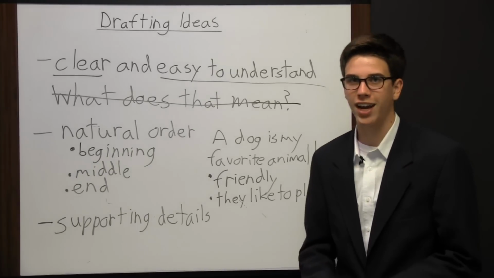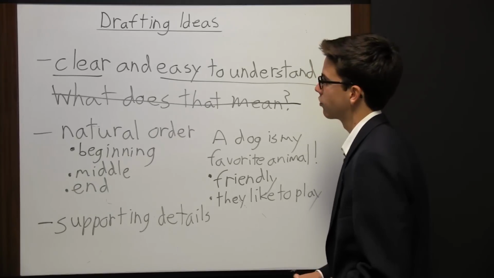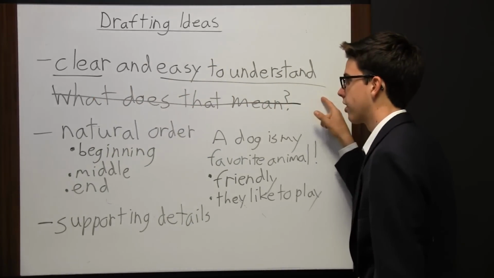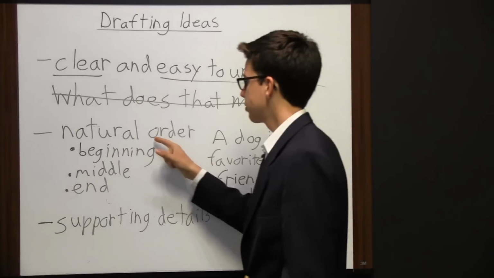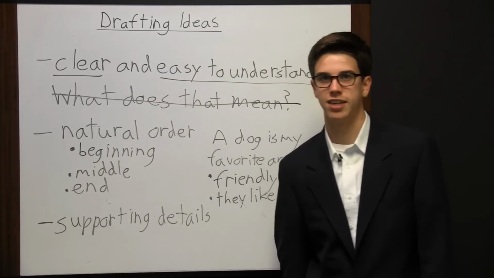So those are the three main ideas you need to stick with when you're drafting ideas, or when you're writing a rough draft. You need to make sure that your writing is clear and easy to understand. You need to make sure that your writing progresses in a natural order, and make sure that you have supporting details.